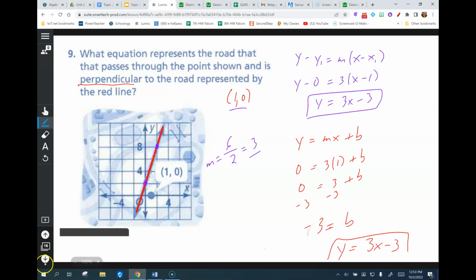So using point slope, you came up with y equals 3x minus 3. Using slope-intercept, you also came up with y equals 3x minus 3. So if you did not come up with it, pause yours, make sure you look over it.